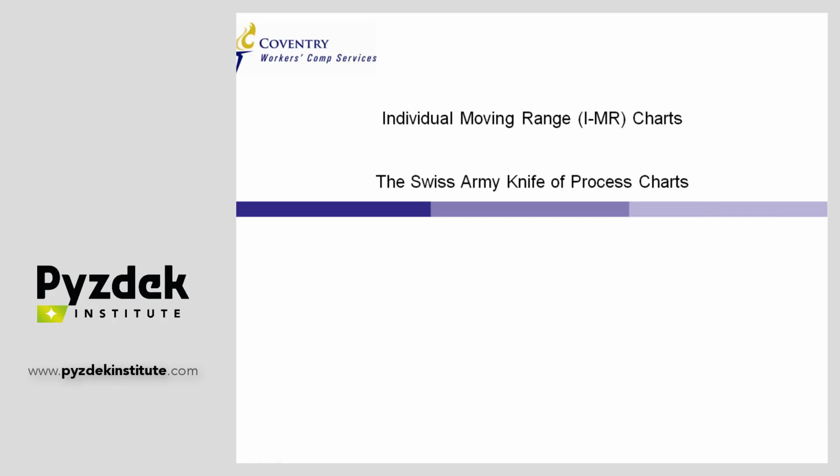Okay, great. All right. So we're going to talk about the individual and moving ranges chart. And I need to talk about the XBAR partly when we do that, just so that you'll understand what's going on and the differences here. Let's move on to the next slide.